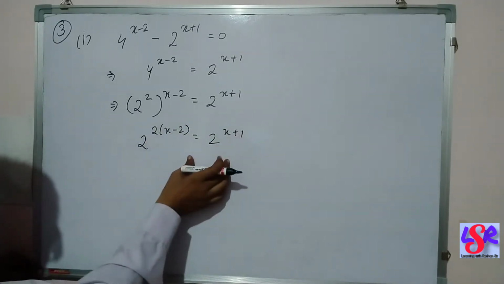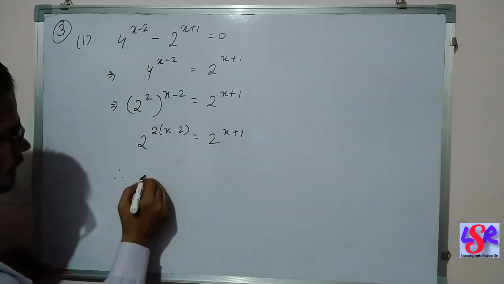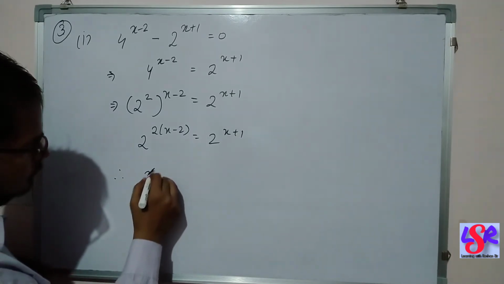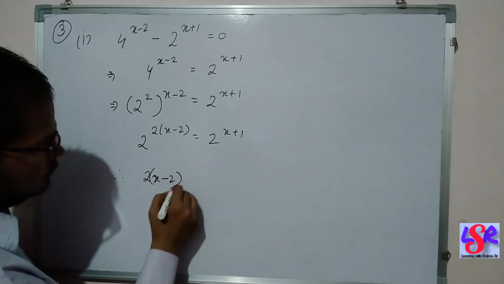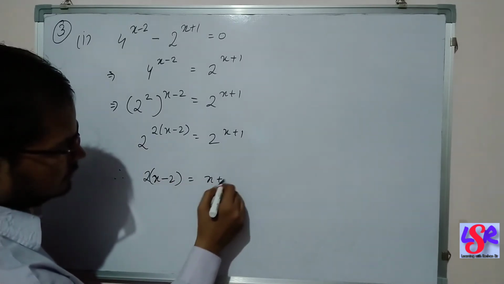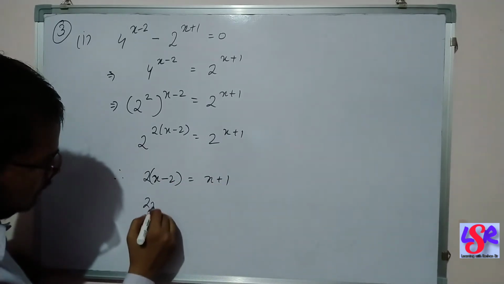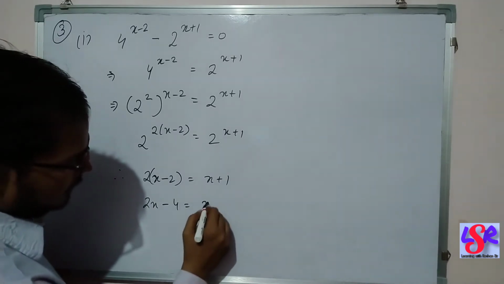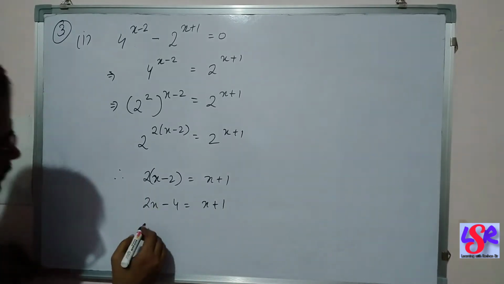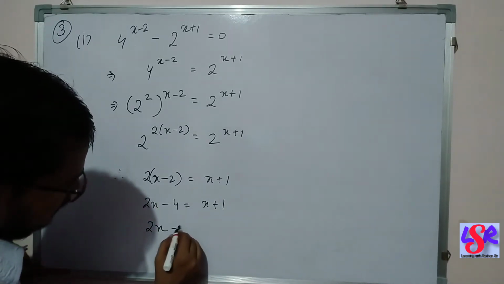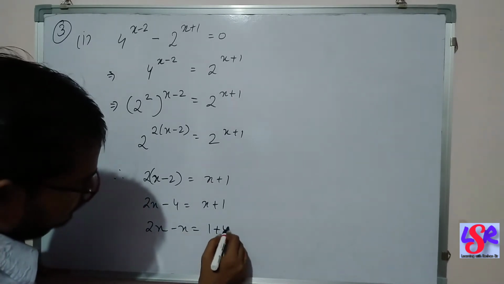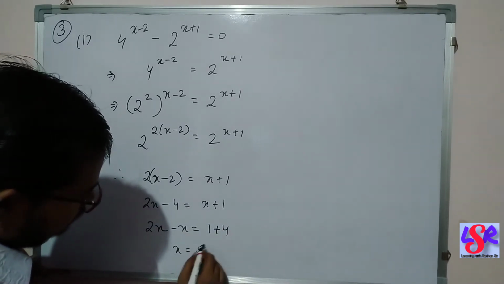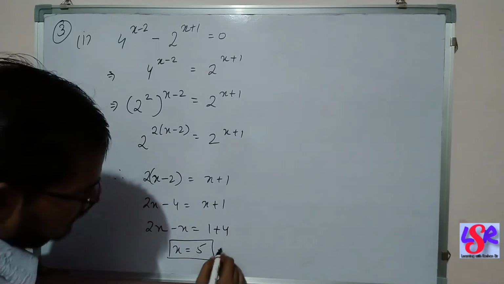Now, the bases are the same, so the powers can be equated. Therefore, 2(x minus 2) equals x plus 1. Open the bracket, 2x minus 4 equals x plus 1. Now transpose, this will be 2x minus x equals 1 plus 4. So x equals 5 as the answer.